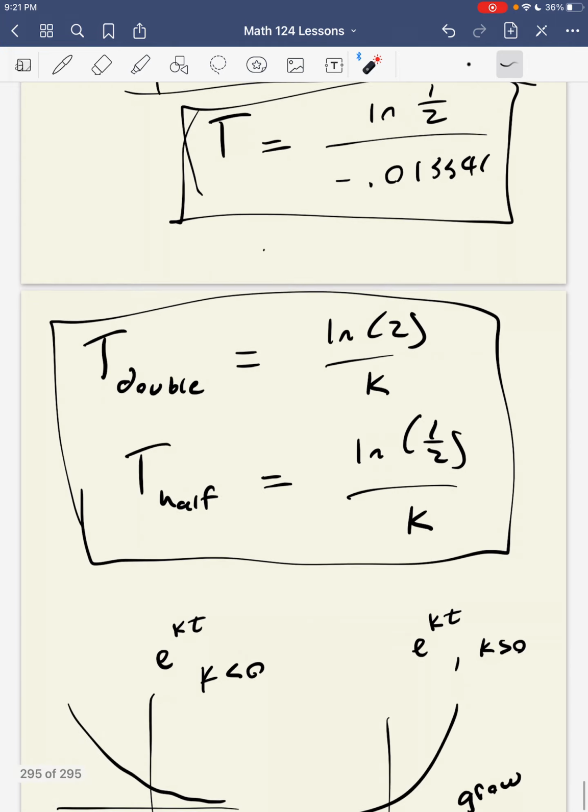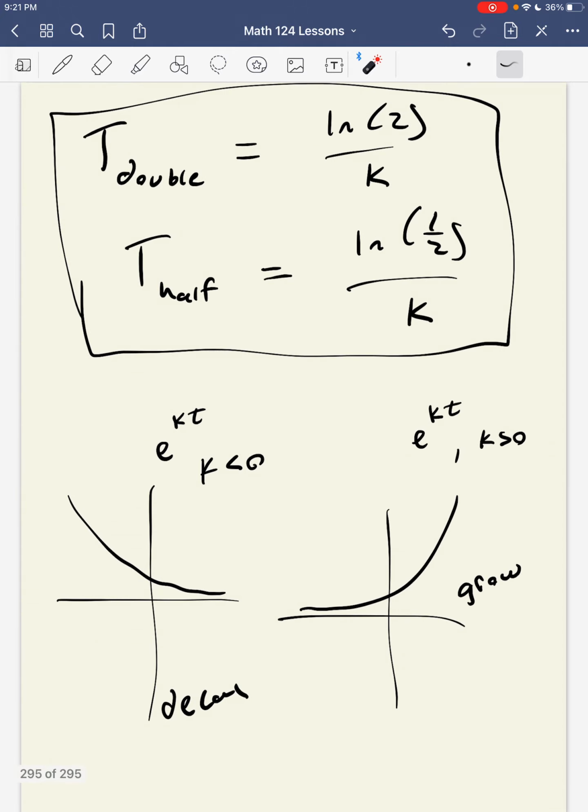Anyways, that ends today's lesson about applications of exponential modeling.